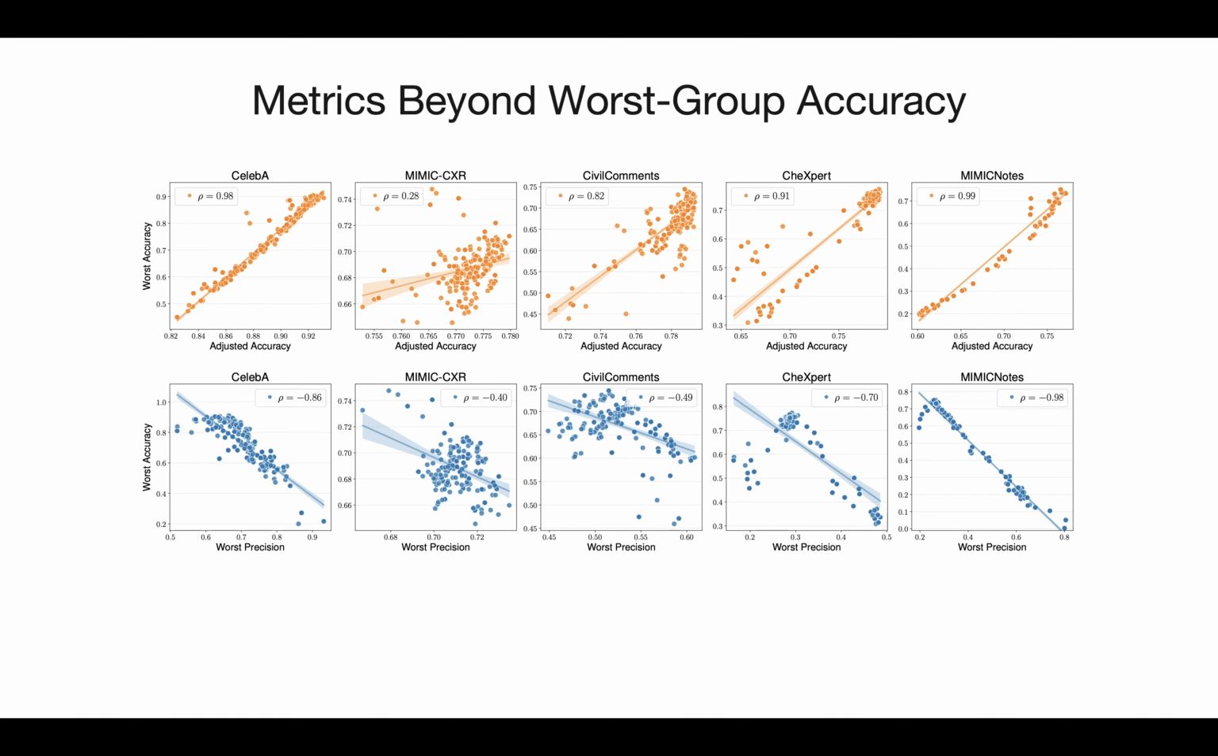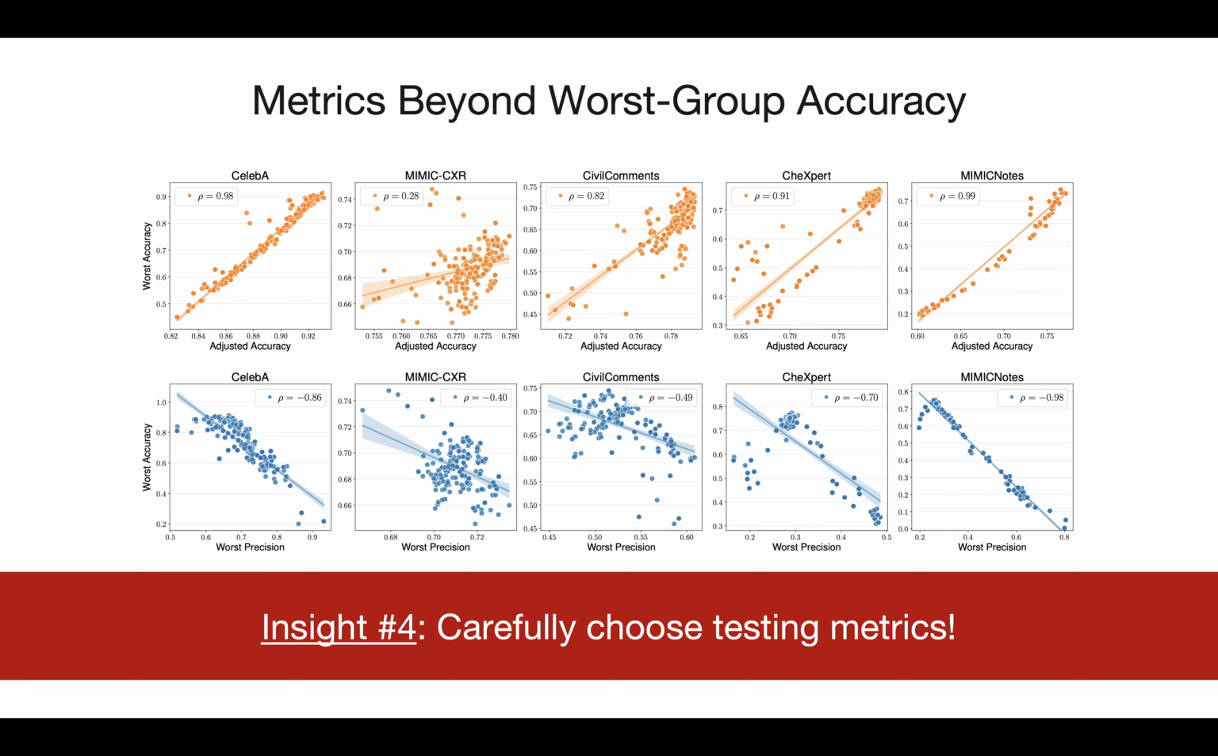This reveals the fundamental limitation of using only WGA to assess model performance in subpopulation shift. A well-performed model with high WGA can, however, have low worst-case precision, which is alarming, especially in critical applications such as medical diagnosis. Our observations emphasize the need for more realistic evaluation metrics in subpopulation shift. We also show many other metrics that show inverse correlation with WGA in our paper.